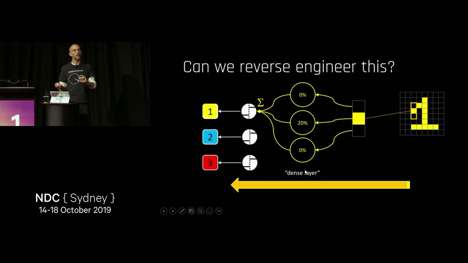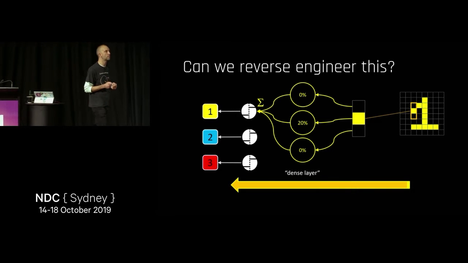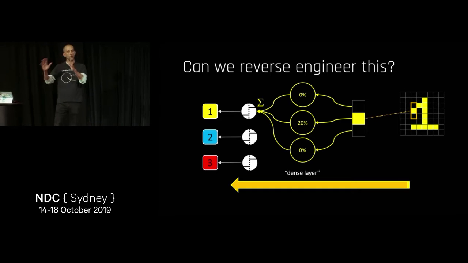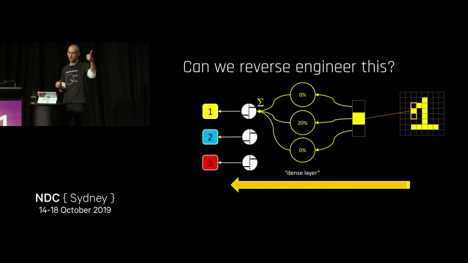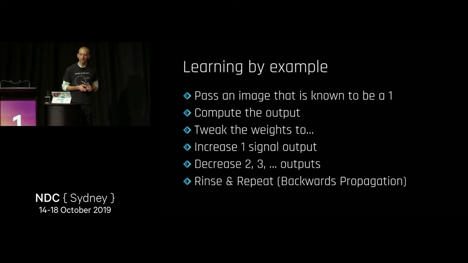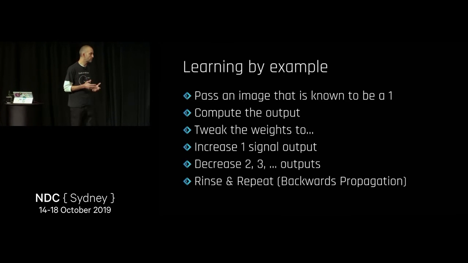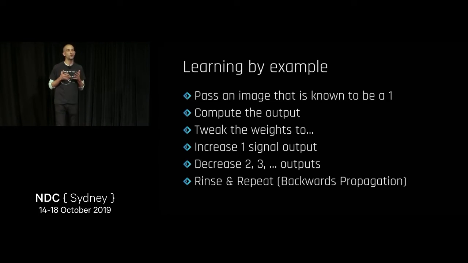So by tweaking the weights, I should be able to create a system which is going to behave the following way: give me an image of a 1, the output will be, yes, it's a 1. And that might sound simplistic, but this is essentially what every single machine learning library does.